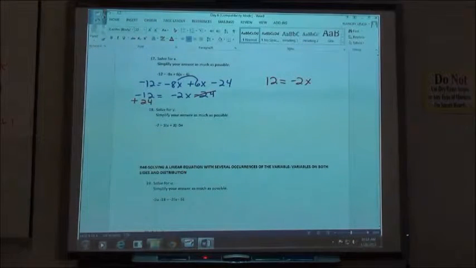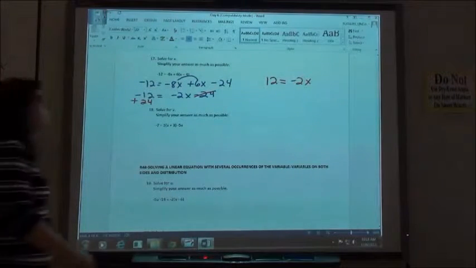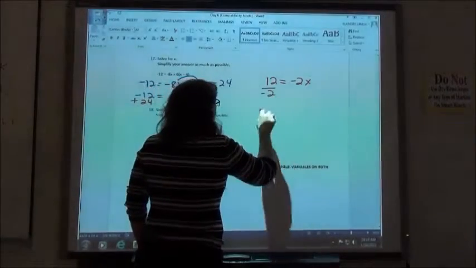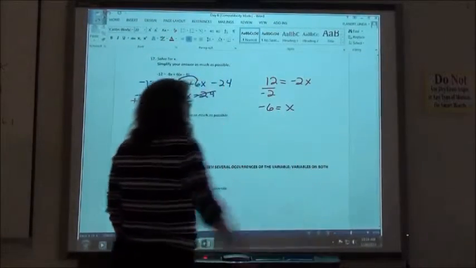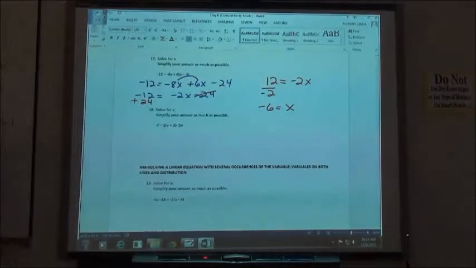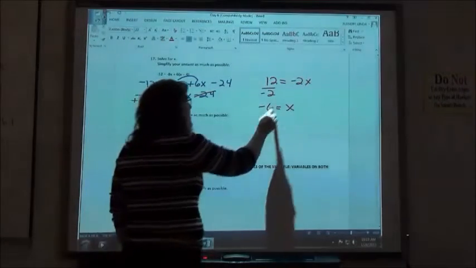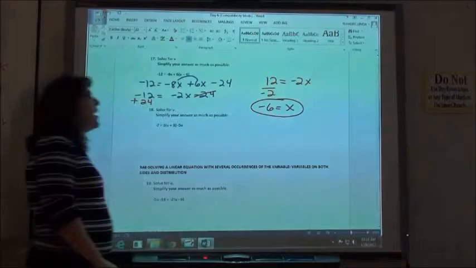And so my last step, dividing by that negative 2. Positive divided by a negative is a negative, and 12 divided by 2 is 6. So negative 6 would be my answer for x.